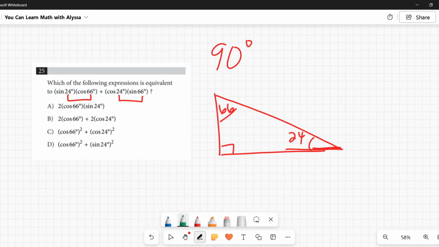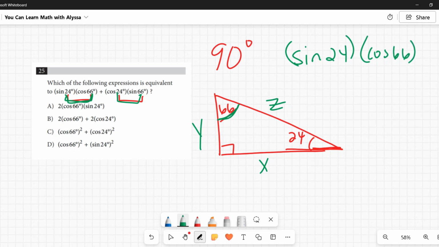Let's call this X, Y, and Z. So what's going to happen when I put X, Y, and Z into this over here? Sine of 24 times cosine of 66. That's the first one. So the sine of 24. Sine is opposite over hypotenuse, so it would be Y, that's the opposite, over the hypotenuse Z. So Y over Z. What is the cosine of 66? Cosine is adjacent over hypotenuse. So Y over Z.